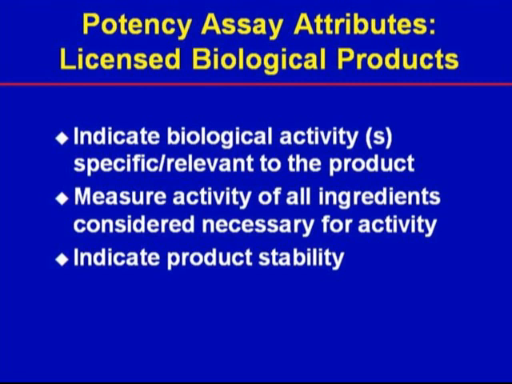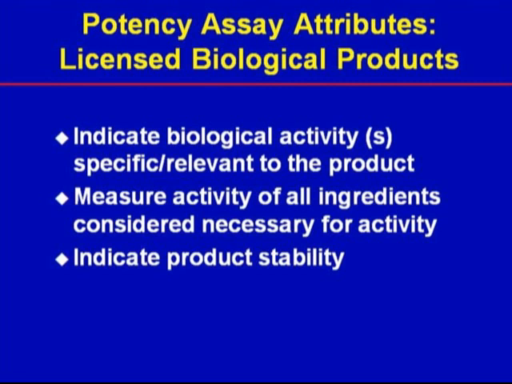The assay should also measure activity of all ingredients considered necessary for activity. We understand that with some complex biologics, there may be some ambiguity as to what components of the product are critical for activity. However, if you plan to claim an ingredient is necessary for activity, you will need to develop a test to evaluate that activity. The assay used to measure potency should also be stability indicating, meaning it should be able to detect product degradation or loss of other quality attributes.